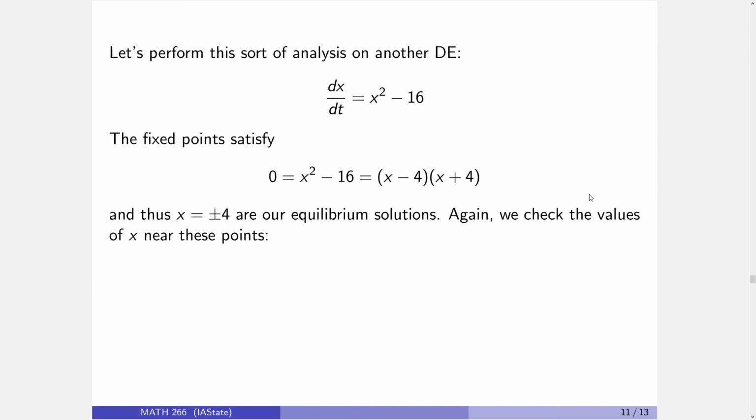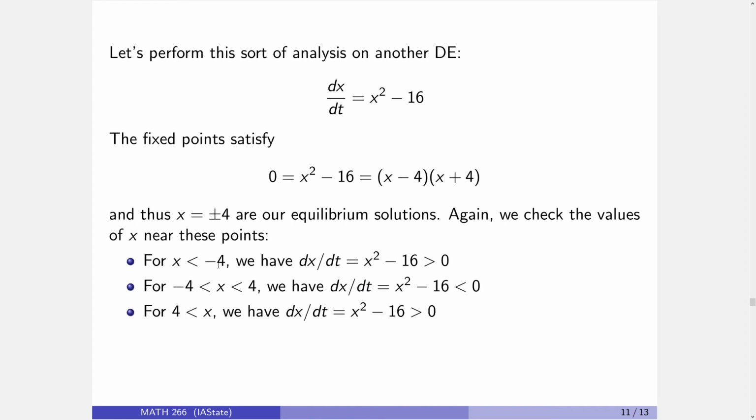And we, again, will check the values of x near these points. So, right, hopefully this is very reminiscent of something we did in calculus. This is finding the intervals where a function is increasing and decreasing. Alright, so for x less than minus 4, the derivative is positive. For x between negative 4 and 4, the derivative goes negative. And for x bigger than 4, the derivative goes positive. So our function is increasing if our outputs are less than minus 4, decreasing if they're between minus 4 and 4, and increasing if they are bigger than 4.